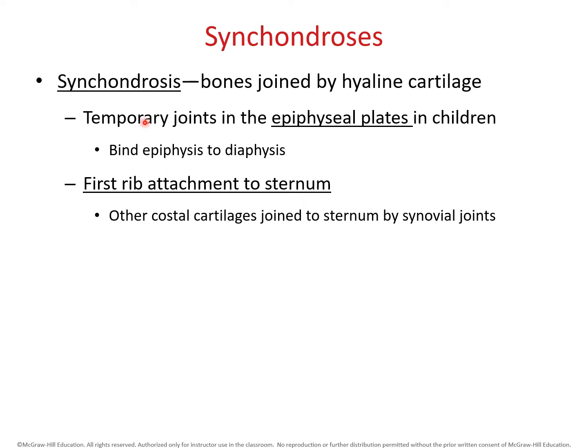Second example of a synchondrosis is just between the first rib and the attachment to the sternum. Your other ribs are going to connect, as you remember, to the sternum by way of costal cartilage, but these joints are considered synovial joints. That means there's actually a small cavity there. So the synchondrosis is only in regards to the first rib and how it attaches to the sternum.